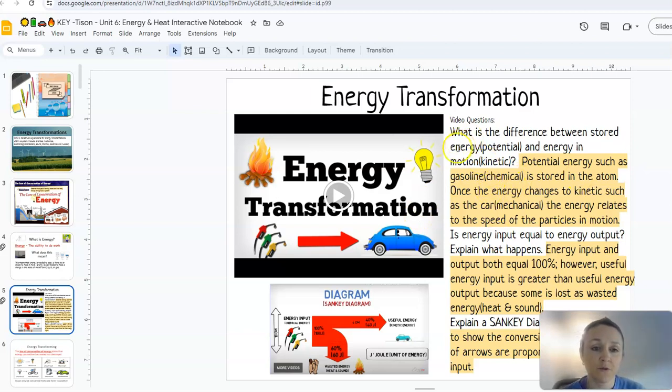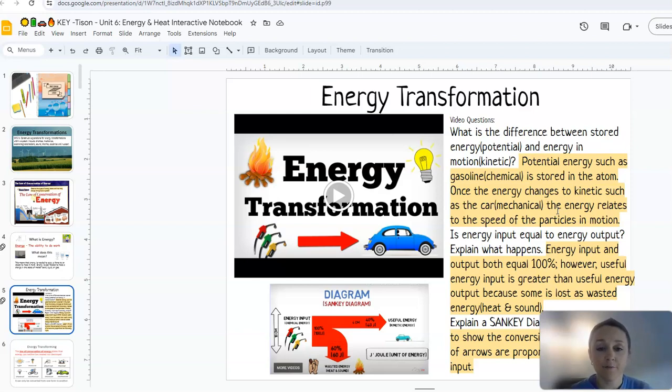The question says, what is the difference between stored energy, potential energy, and energy of motion, which is kinetic energy? Well, potential energy, such as gasoline, we know that is not moving energy, it's just chemical stored energy. Once we put that into a car, it can change into kinetic energy as the car starts to move. And the energy of that relates to the speed of the particles. That gasoline, once combustion happens in the engine, which we'll talk more about later, you start to see a lot of motion in those particles.